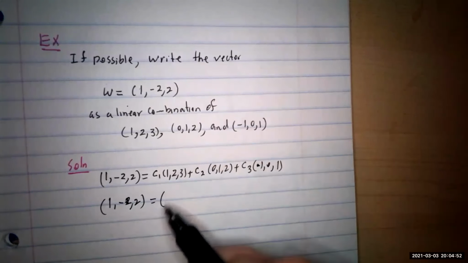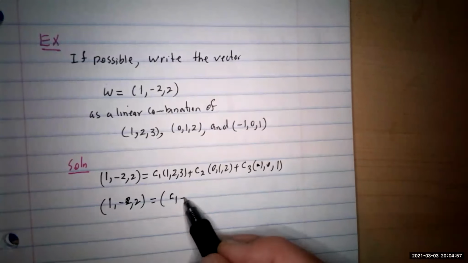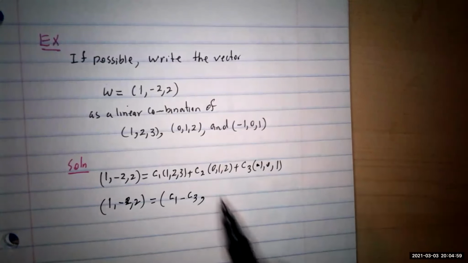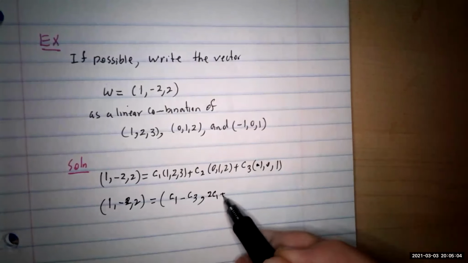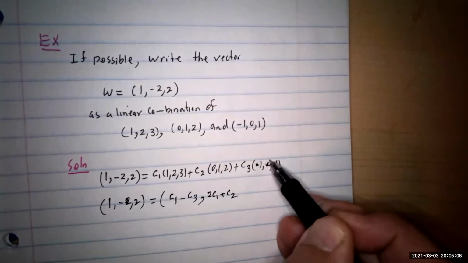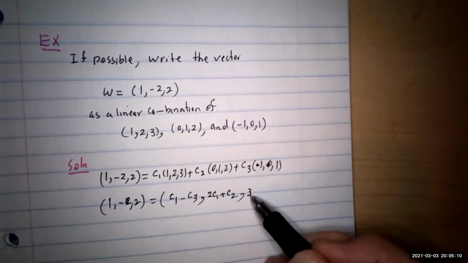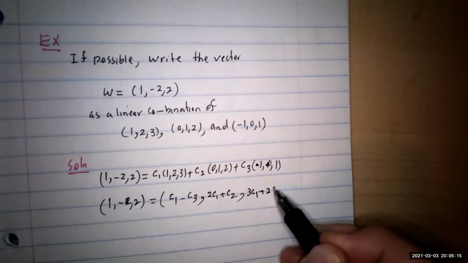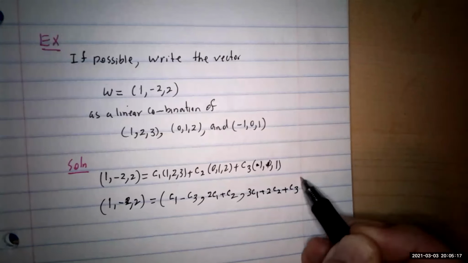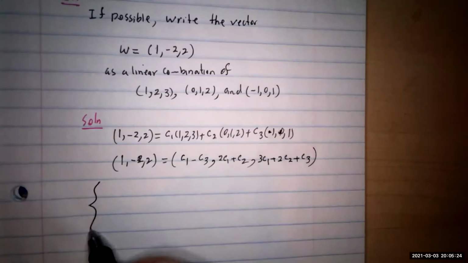So this is going to be C1, the first component, nothing here, and this is a -C3. The second one, 2C1 plus C2, nothing here because this is 0. And the last one, 3C1, 2C2, and C3. You see, this is going to be your vectors. Put them together to get that system of equations.